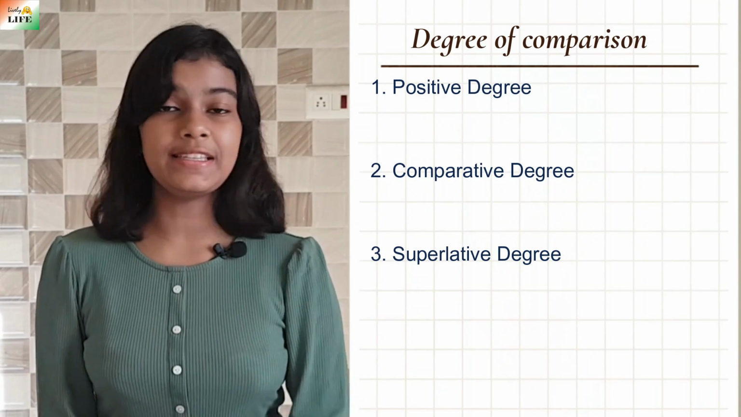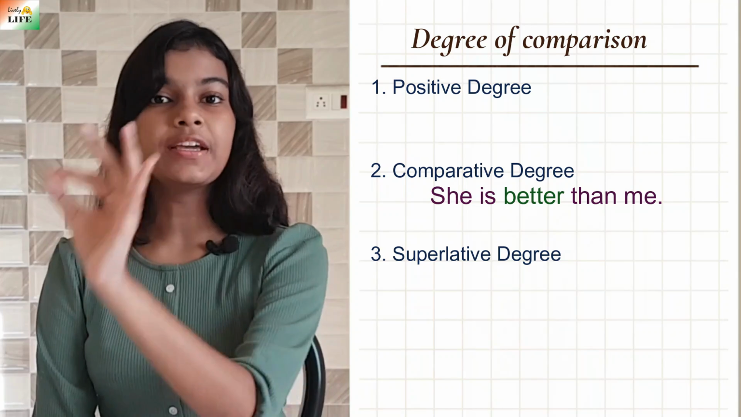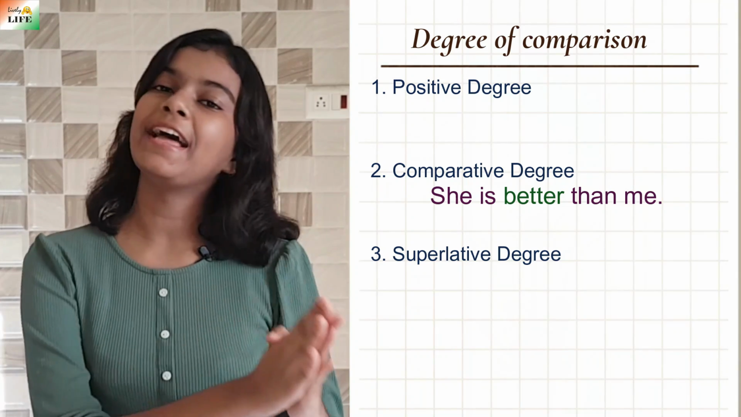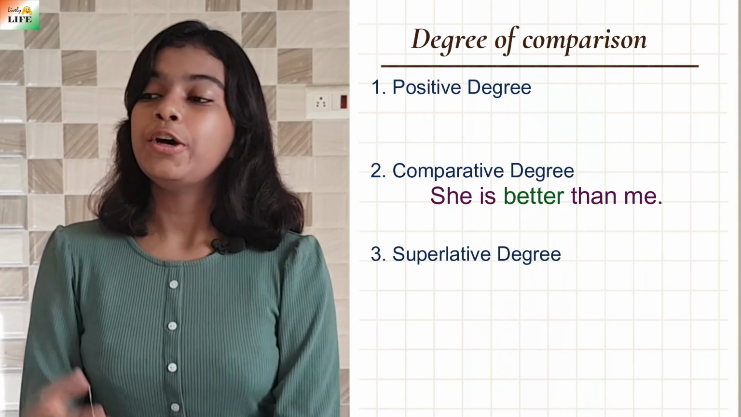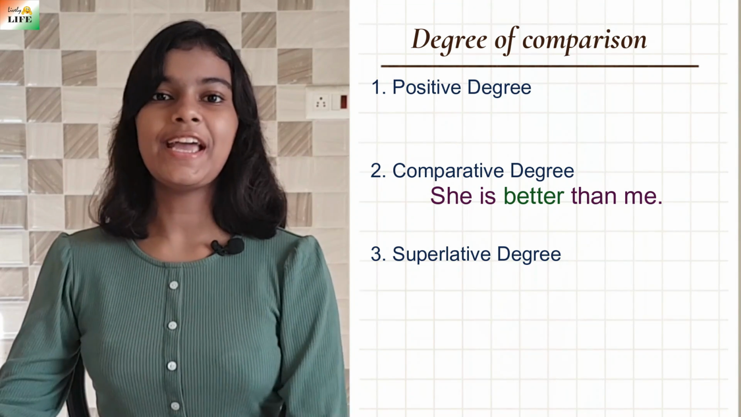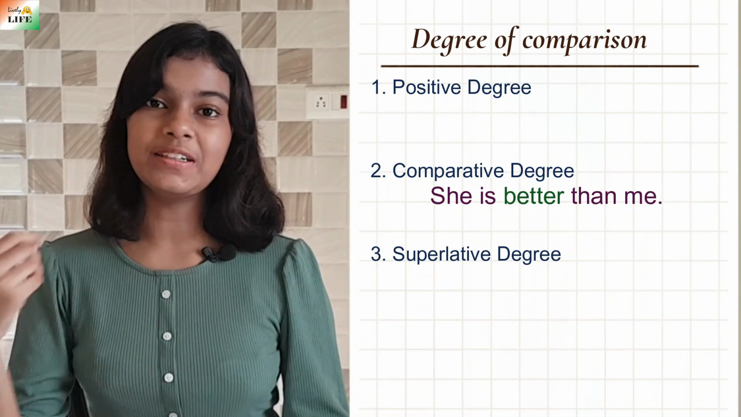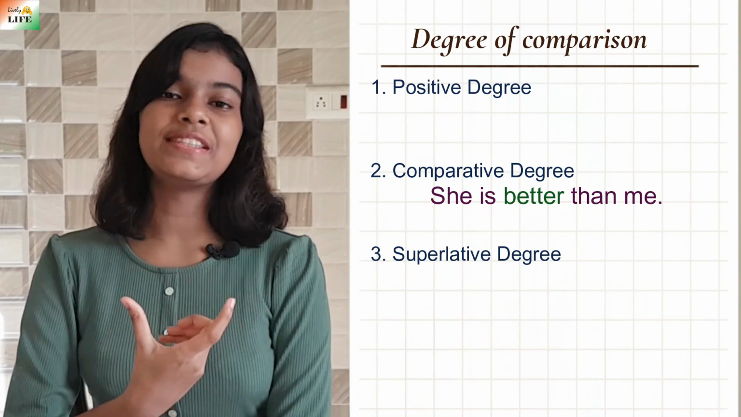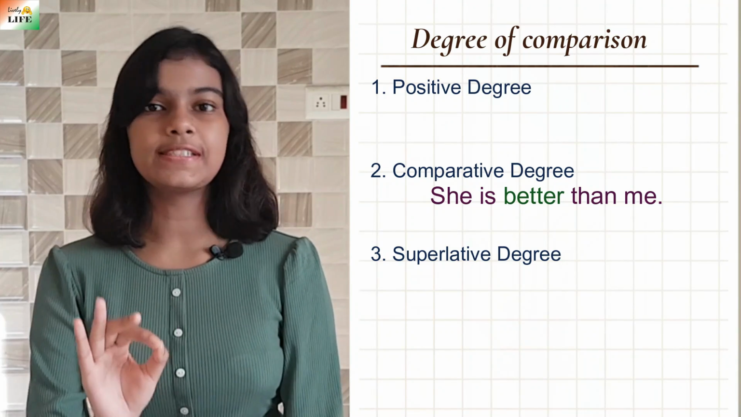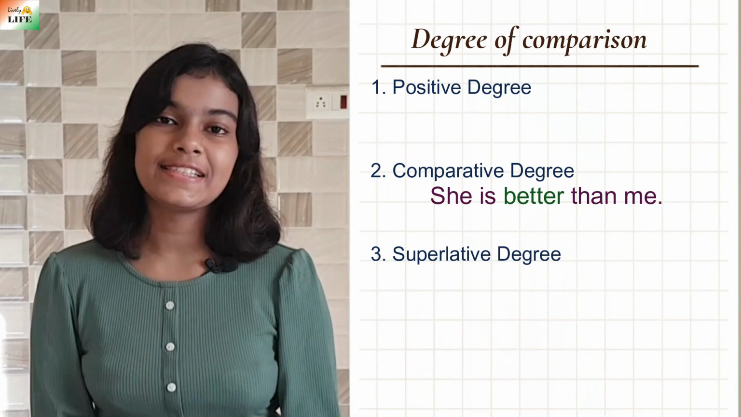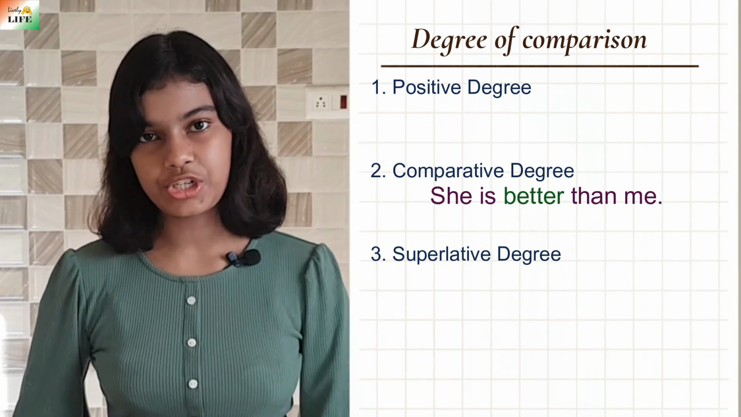She is better than me. Here the two nouns are she and me. Well, I mean pronoun. It is also used to describe a pronoun, right? So the two pronouns are she and me, two persons. And what do we use here? Better. Better is the comparative form of good.